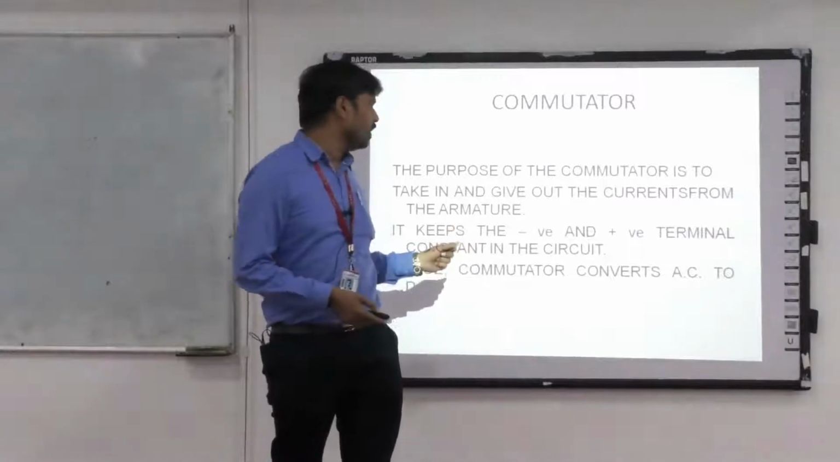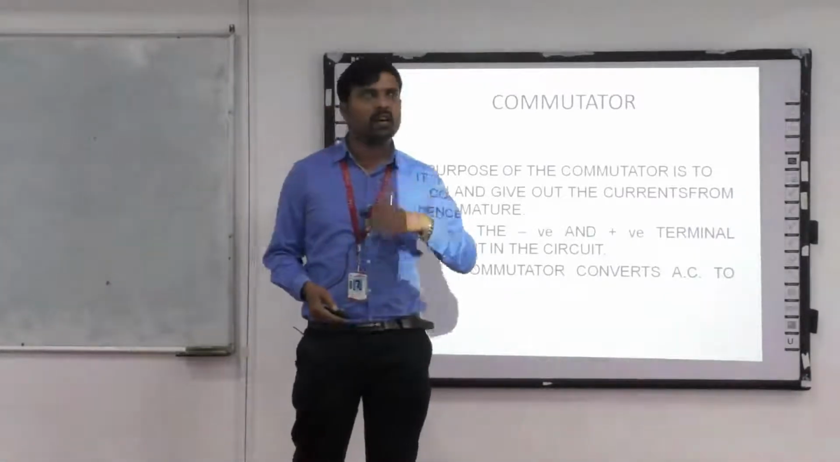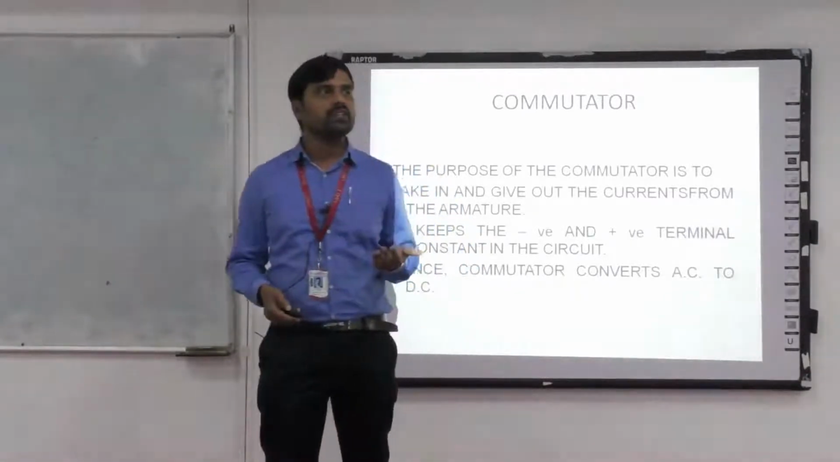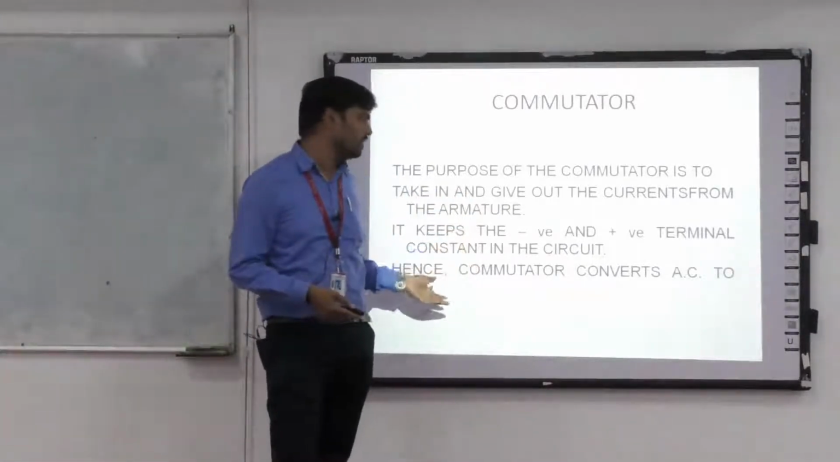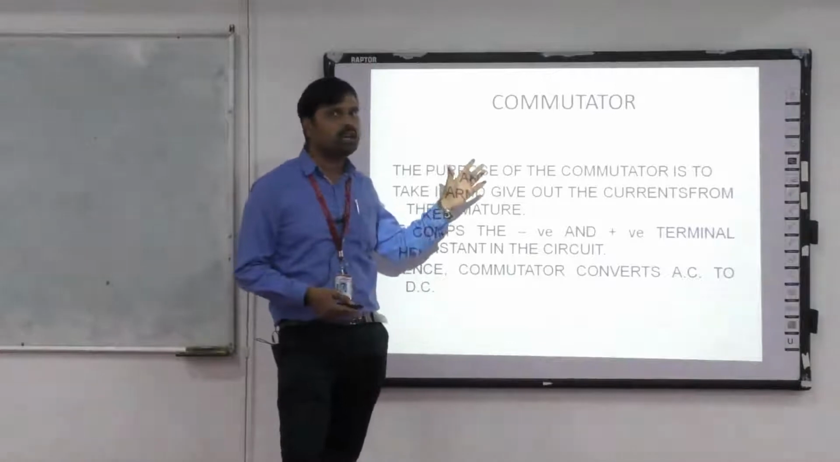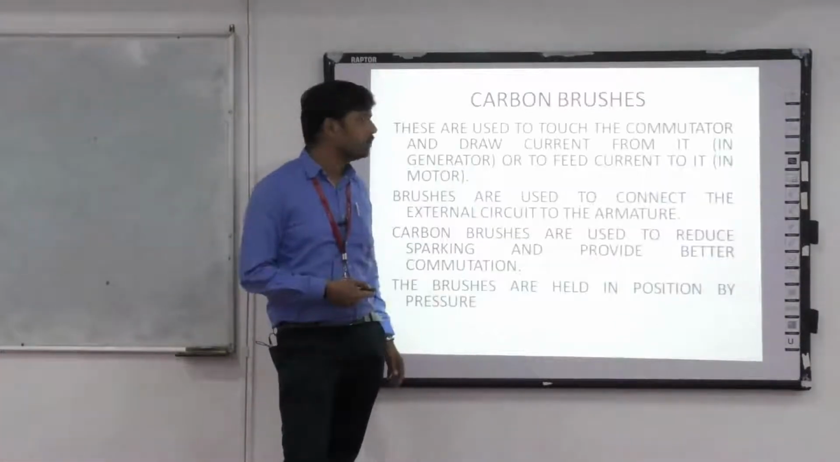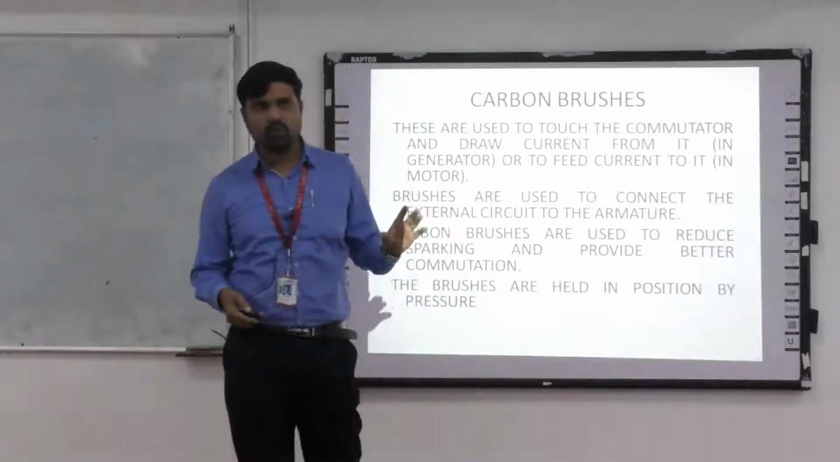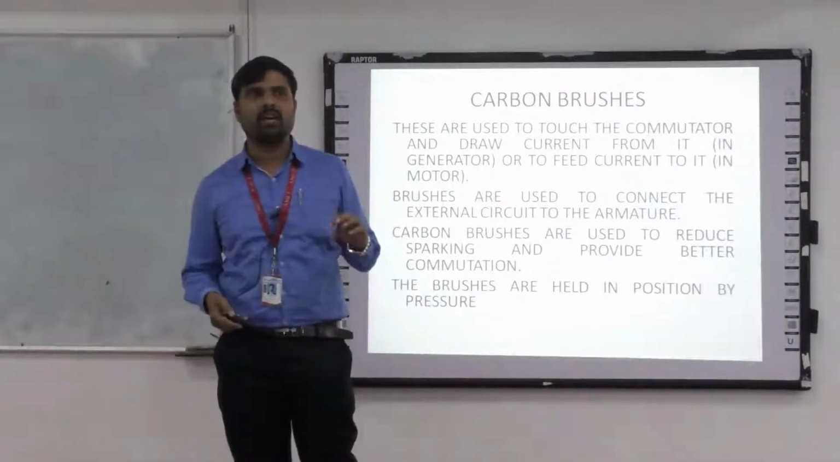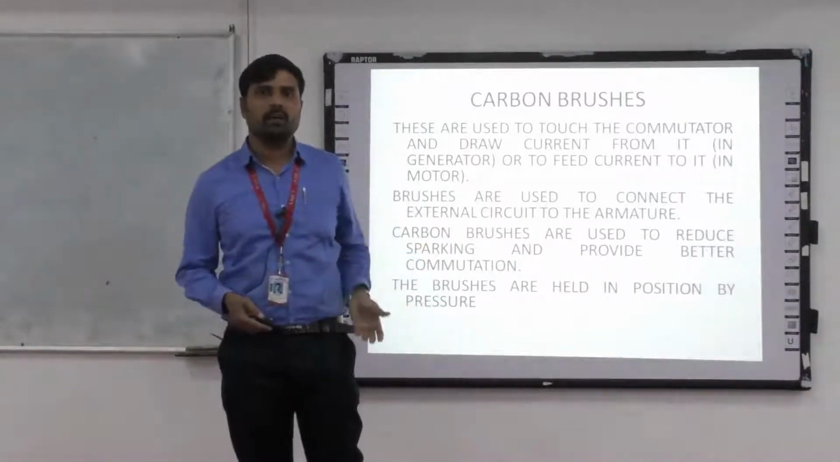So commutator, I already told, converts the negative half cycle to a positive half cycle. So if it is a DC motor, we have to convert it into DC. So commutator is a device to convert an AC into a DC. Next, carbon brushes. As I already told, carbon brushes are used to collect the current from the generator. In a motor, they are used to feed the current to the motor.